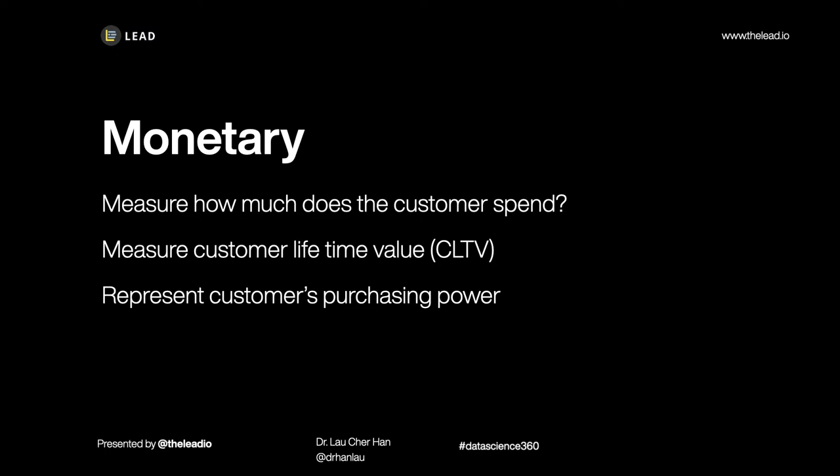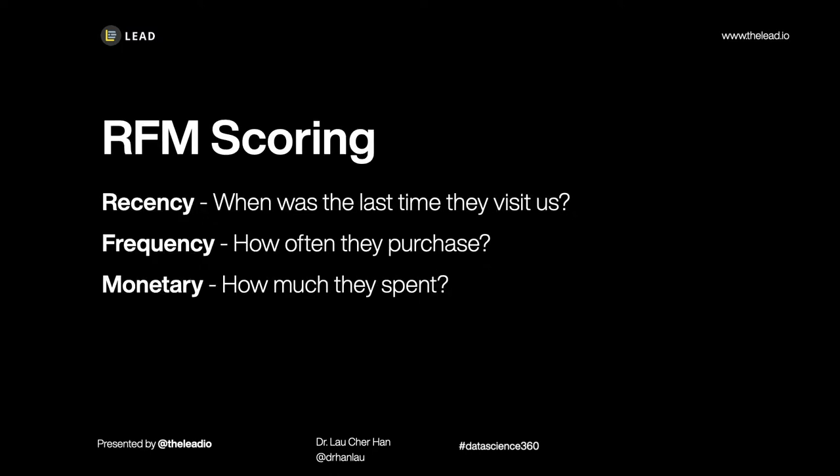Monetary measures how much the customer spends. We use this to measure their lifetime value, CLTV, and this indicator represents the customer's purchasing power. You don't have to memorize everything. Just remember, in a nutshell, RFM scoring stands for recency, frequency, monetary, and we're just measuring when was the last time they visited us, how often they purchase, and how much they spend.